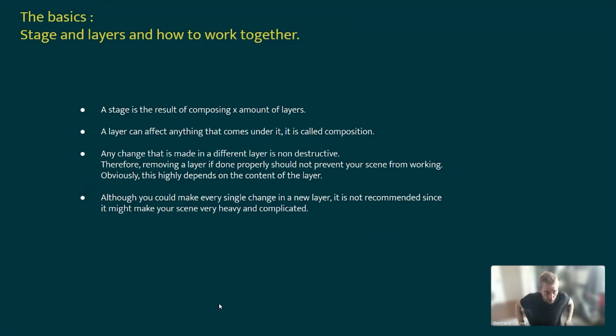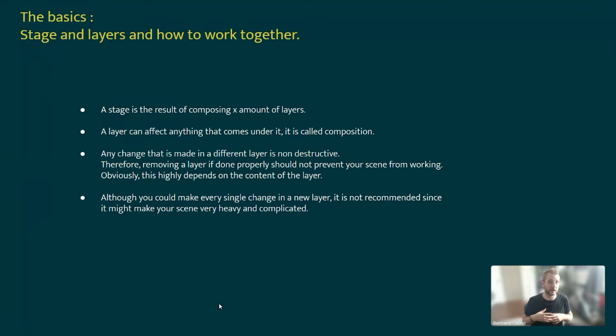We talked about layers. So a stage, which is the final result, is kind of like the cake, and the layers are basically the ingredients for your stage, right? So the stage is the result of composing X amount of layers. You might have 1,000 layers, you might have only one. You have layers, you might reference other USD files. The layer can affect anything that comes under it, and it's called composition.